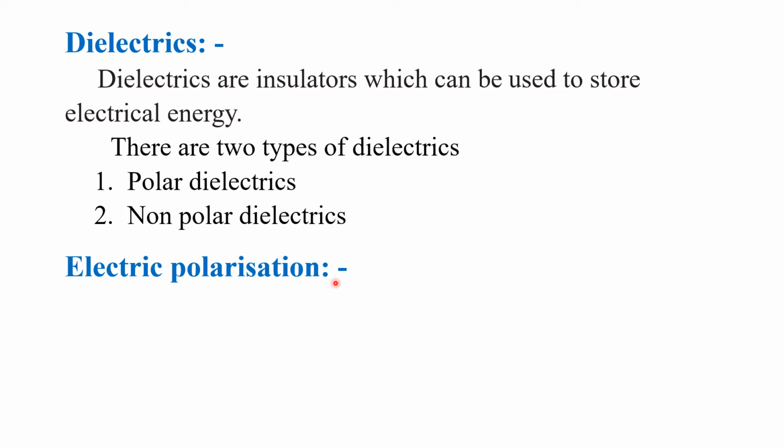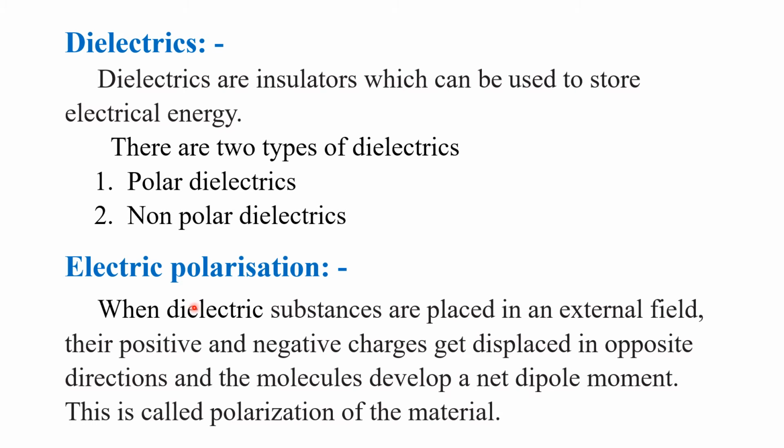What is electric polarization? A dielectric substance is an insulator. When these dielectric substances are placed in an external field, their positive and negative charges get displaced in opposite directions, and due to this displacement the molecule develops a net dipole moment. This total phenomenon is called electric polarization.